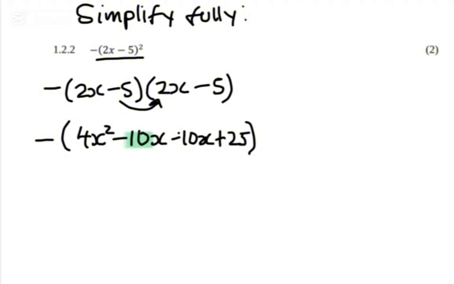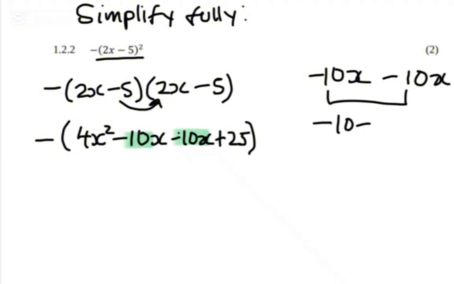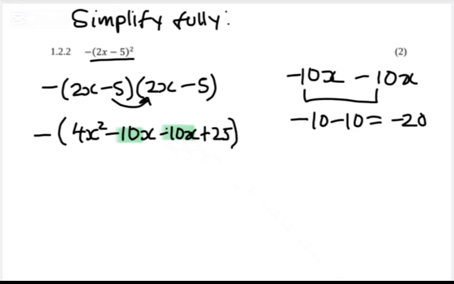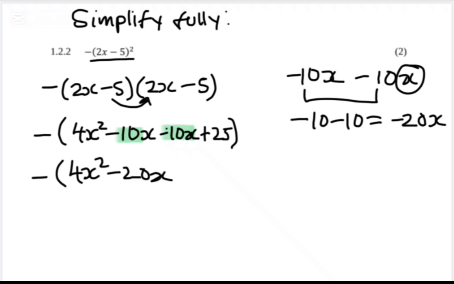The like terms are negative 10x and negative 10x. If you don't know how to add the like terms, when you're adding negative 10x and negative 10x, what you're basically doing is taking this number and this number, negative 10 and negative 10, and putting it in a calculator. You're going to get negative 20, and then you just write this x here. This is how to add the like terms. So I'm going to say 4x squared, then negative 20x, and then plus 25.